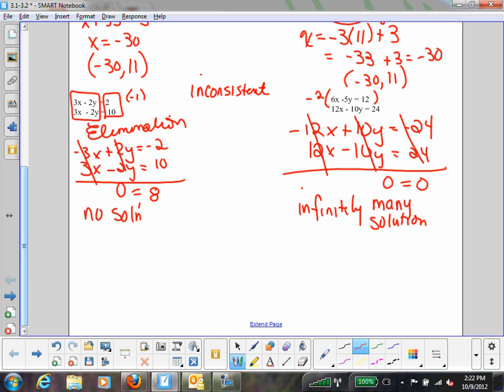Well, the answer to this one was negative 30, 11, right? The answer to this one was no solution. The answer to this one is infinitely many, and then to define it, we would say what? Consistent and dependent, right? When we're trying to classify it. Yes?